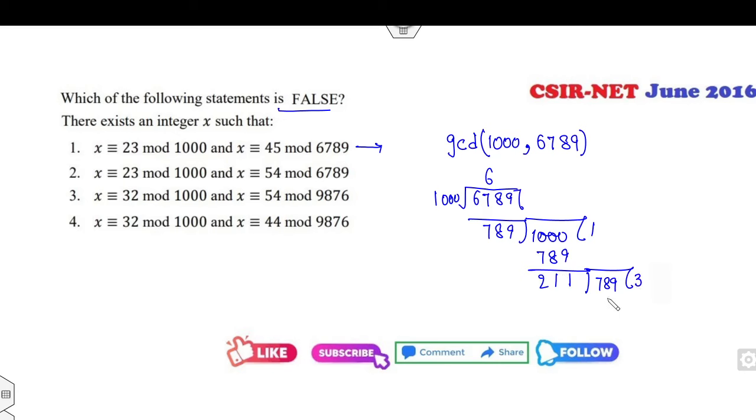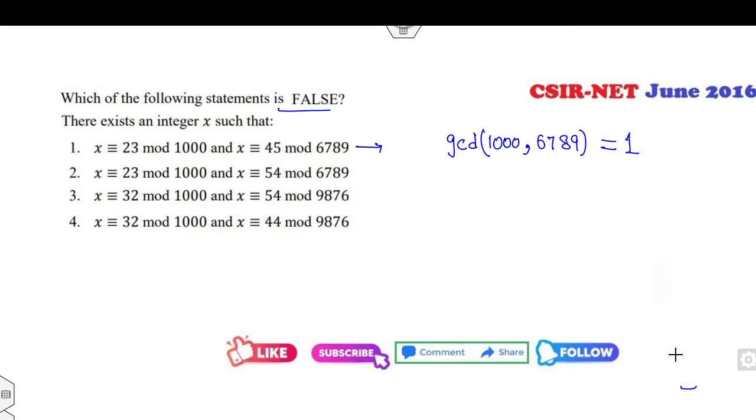Then 789 and 211. This is the way you can find the GCD. Then it will continue, and finally we get the remainder 1. So that means the GCD of this will be 1. Fine. This is the way you can compute. Otherwise, you can start this way, 1000 and 6789. There is no common divisor of these numbers.